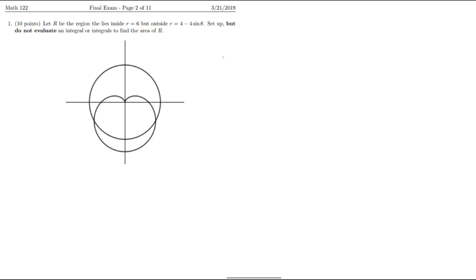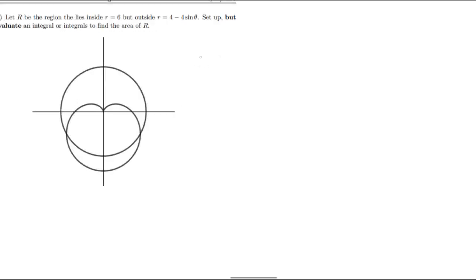So let's see. Let R be the region that lies inside of r equals 6, but outside of r equals 4 minus 4 sine of theta. Set up, but do not evaluate, and that is an important part, do not evaluate an integral or integrals to find the area of R. So right off the bat, let's look.